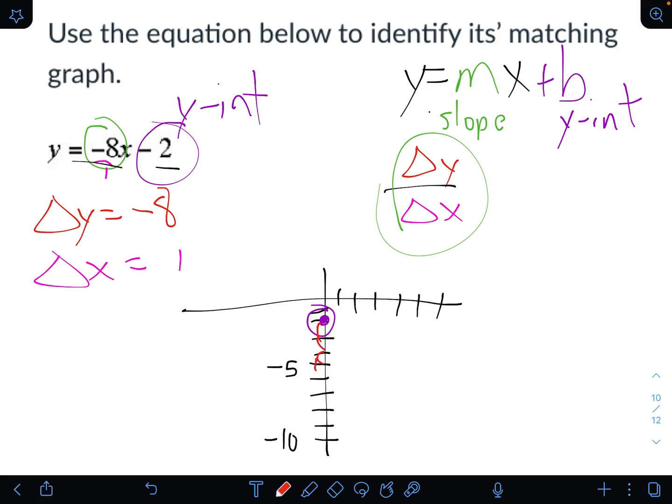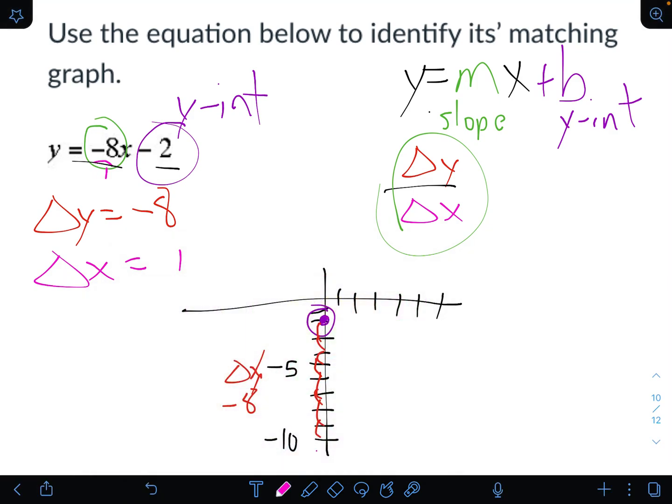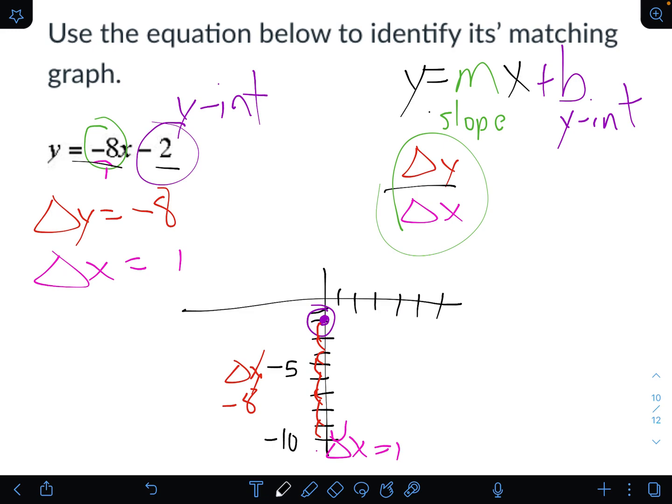Now, from there, we're going to go down 8 and over 1. 1, 2, 3, 4, 5, 6, 7, 8. So that's a change in y of -8. And then over 1. And so this is going to be our point. It should be like right here. So now we'll make our line. There we go. And that is how you graph.